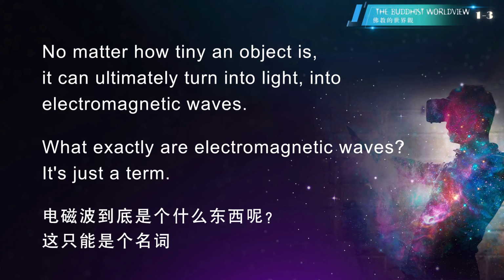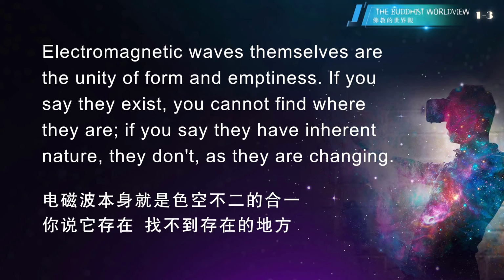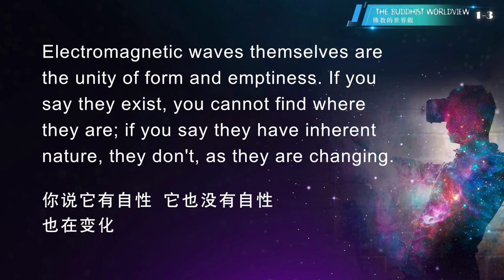What exactly are electromagnetic waves? It's just a term. Electromagnetic waves themselves are the unity of form and emptiness. If you say they are form, they are not form. If you say they are emptiness, they are not emptiness. Electromagnetic waves themselves are the unity of form and emptiness. If you say they exist, you cannot find where they are. If you say they have inherent nature, they don't, as they are changing.